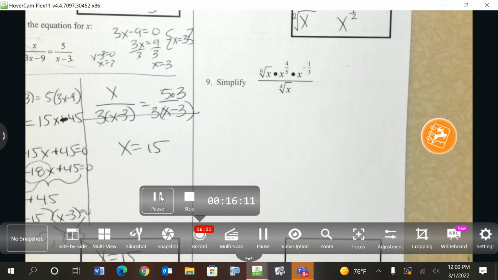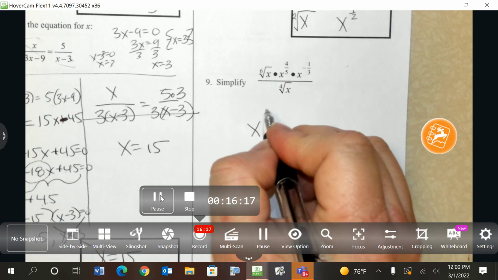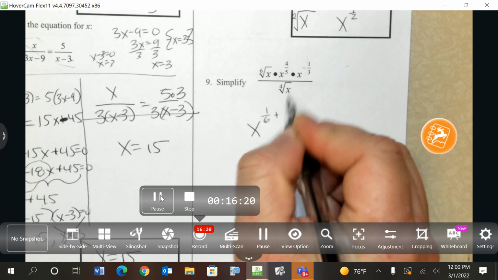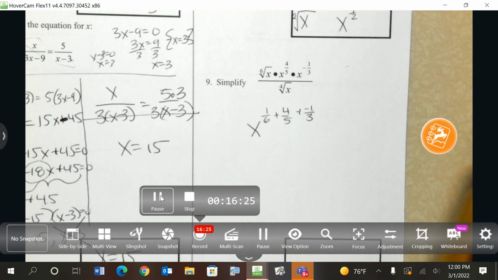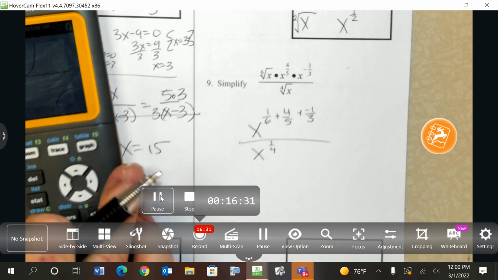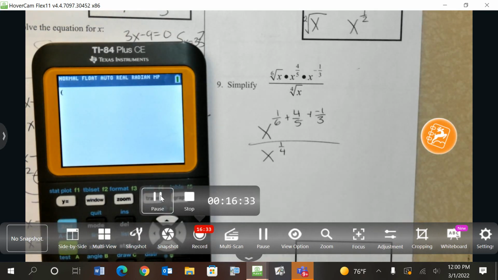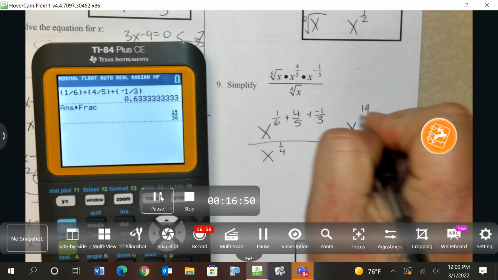How do we simplify number 9? Well, remember, because we're multiplying, we have the same base, it makes it pretty easy. I'm going to write these in the same form. So this nth root is 6, this 1/6, 4/5, and negative 1/3. And then I know I'm going to divide it by x to the positive 1/4. So how do we do it on a calculator? So using our parentheses, we'll have 1/6 plus 4/5 plus, remember the negative signs below the 3. I don't want to round. I'm going to turn it back into a fraction by hitting math, fraction, enter, enter. So on top, I have 19 over 30.